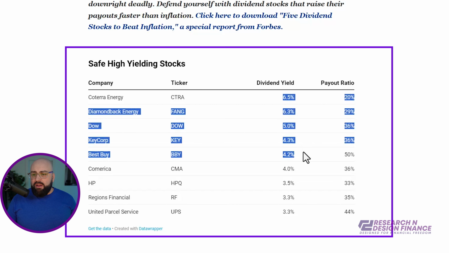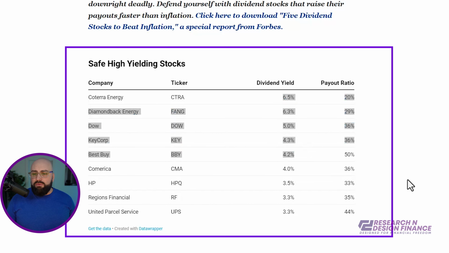The yield here and the payout ratio, again, two very important things. So in this case, Coterra Energy, 6.5%, meaning they're paying out 6.5%, and that'll translate over to earnings per share, 6.5% of what you have invested, and that's over a yearly time frame. So if you have $100 invested, $6.50 when it comes to percent, and then the payout ratio. So if they bring in 100 million, they're paying out 20 million of that in dividends.